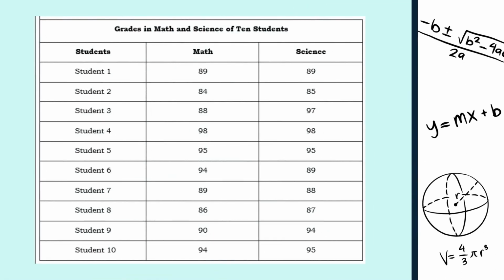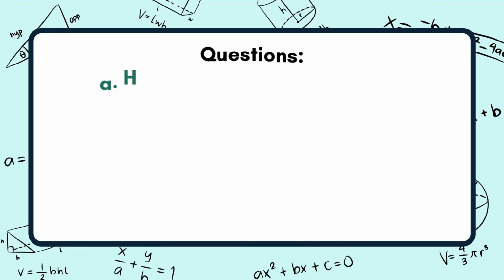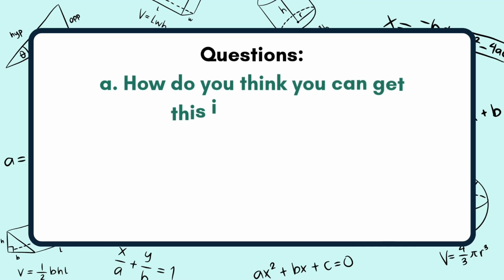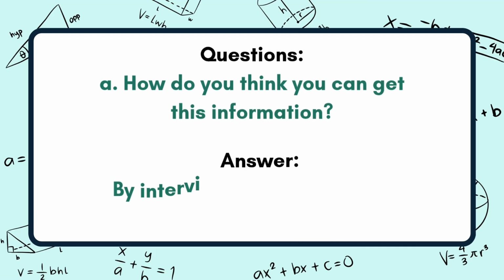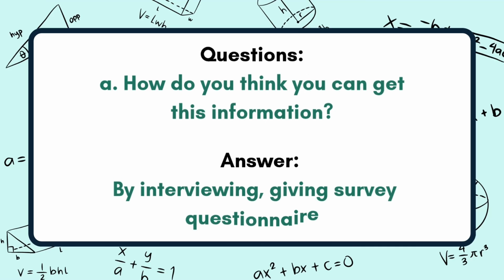Okay, so we have here a table: grades in math and science of 10 students. So we have student 1 to student 10, and we have their different grades in math and in science. Now let's answer some questions. How do you think you can get this information? You can get this information by interviewing or giving a survey or questionnaire.